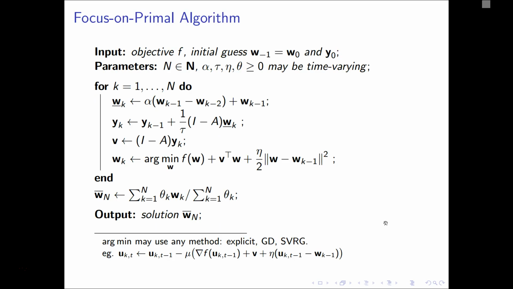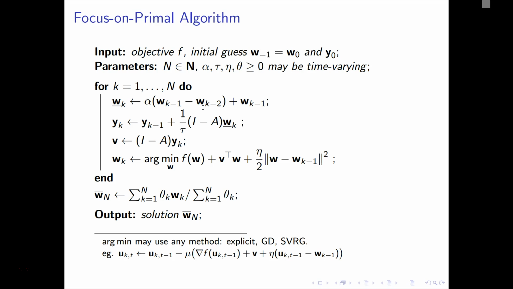So we look at the algorithm. We have an input, the objective f, an initial guess, an initial dual variable, and all the parameters, for example, the number of iterations and all these things. There could be time varying ones, but we'll see later. So in the major loop, from 1 to N, we do this. First, we do an acceleration. I think this is a very important step. I'll explain later in a simulation result.